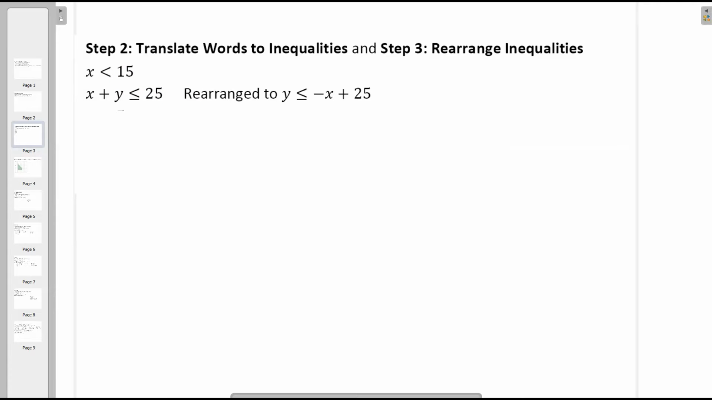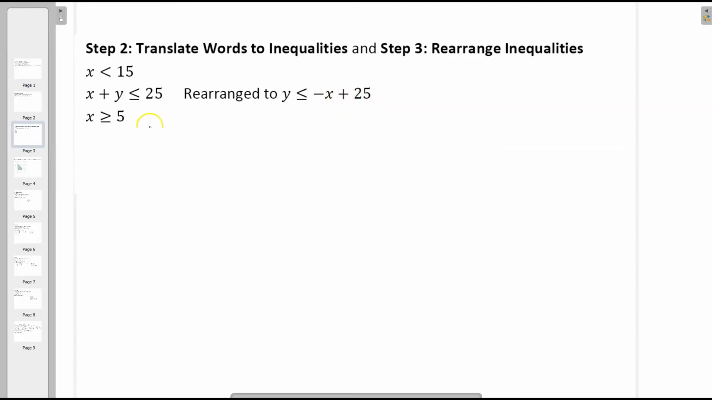The shop can sell no more than 25 items per hour. That restricts the total number of things they can sell. So between slices and whole pizzas, X plus Y has to be less than or equal to 25, which we can then rearrange into the Y equals AX plus B form, Y less than or equal to negative X plus 25.